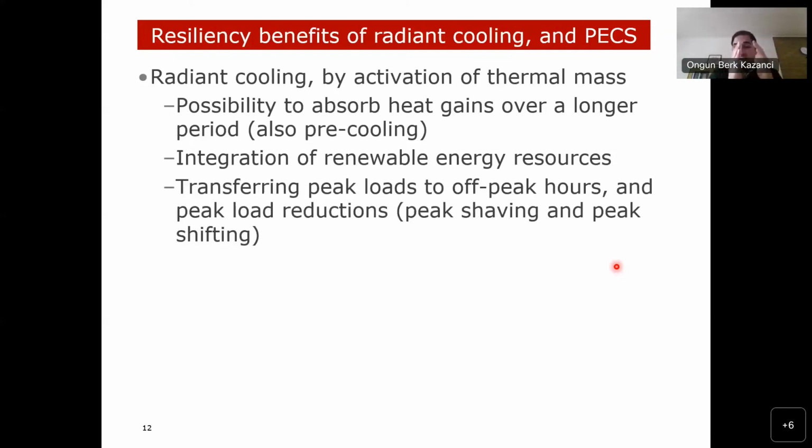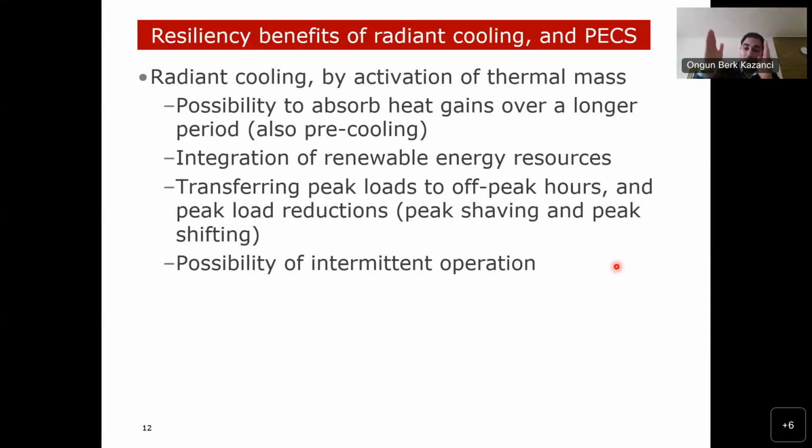They allow, since they spread the cooling load over a certain period of time, peak shaving and peak shifting. So, for example, it can help the grid by not having to cool exactly at the moment when there's a cooling demand. And again, it could also help the grid by having the possibility of intermittent operation, which means that pumps can run for a while and then stop and so forth.